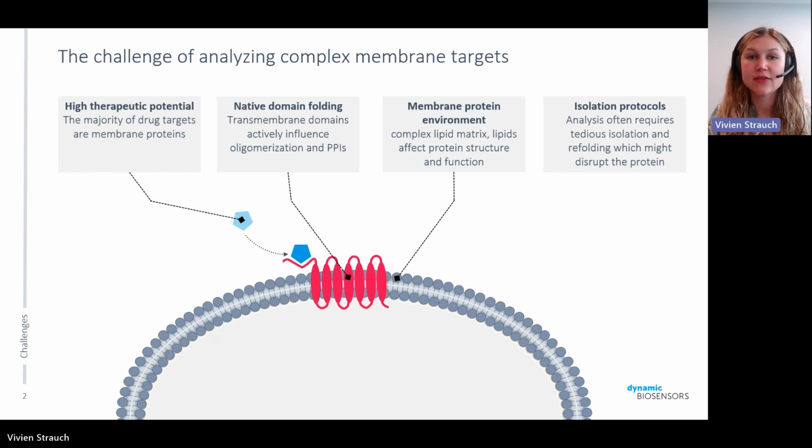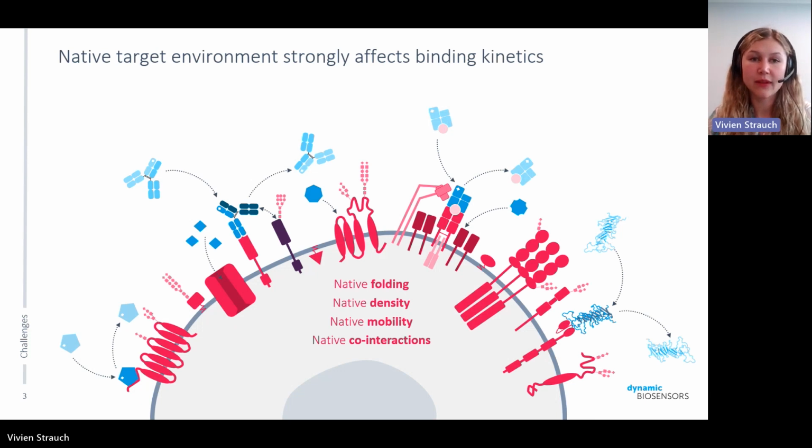And if we want to analyze transmembrane proteins, this is often done by isolating them, and these protocols are often very laborious, and we can also not make sure that we really keep the protein in its native state and the native folding. And this image of a cell is, of course, very simplified. Usually proteins are in a much more complex environment. We have a lot of cofactors, co-interactions with other receptors. We have post-translational modifications like glycosylations. So it is actually really obvious that the most relevant results we will get if we leave the protein just where it is in the cell membrane.